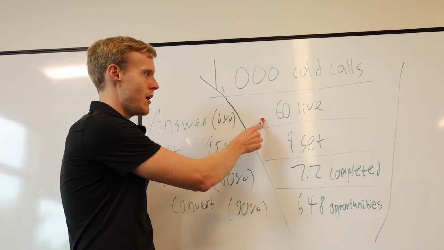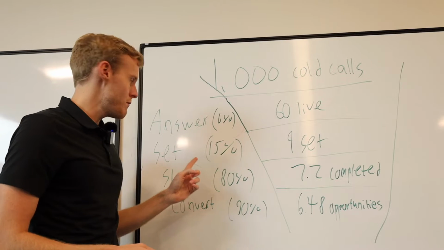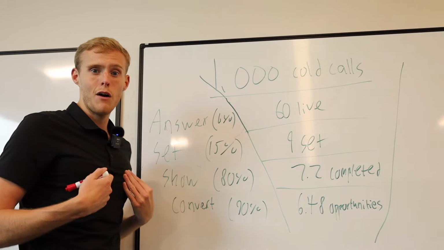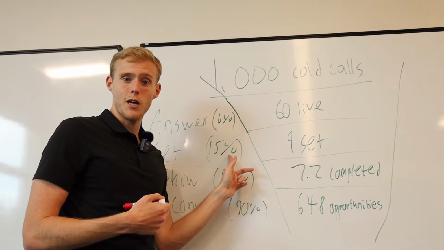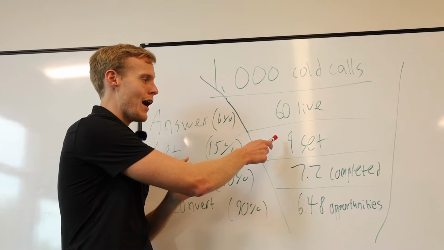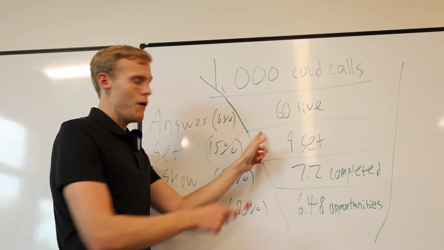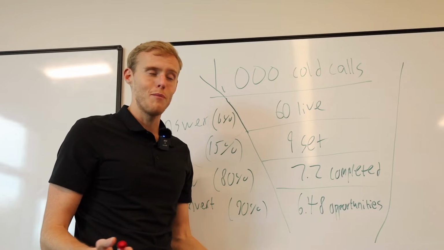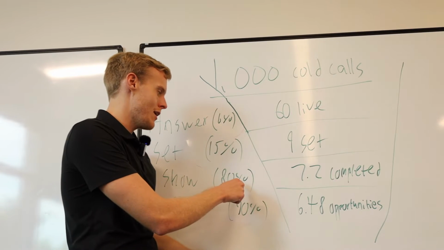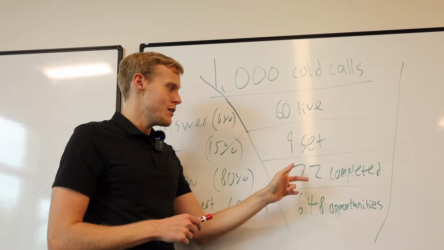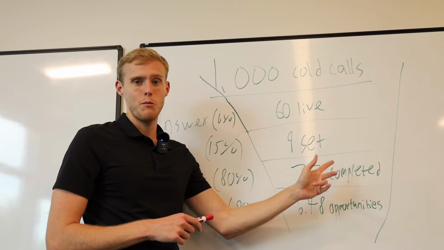Of those 60 live conversations, what percentage of those cold calls do you actually set up an initial meeting with? I have found a benchmark to be about 15% of a good set rate. So if you have 60 live conversations, that means you're actually setting up 9 meetings. Of those 9 meetings you set, what percentage of prospects actually show up to the meetings? And that's show rate. And I have found 80% to be pretty good, meaning if you set 9 meetings, 7.2 meetings will actually be completed.